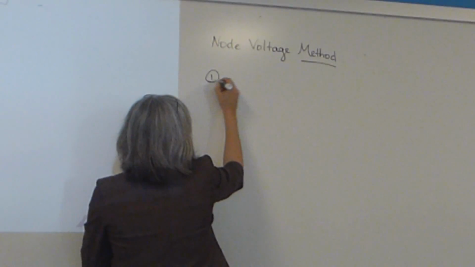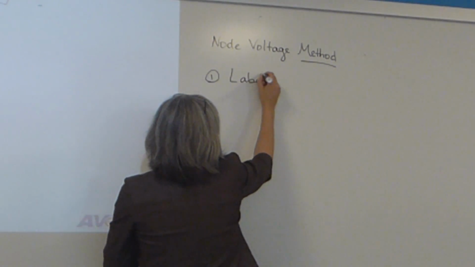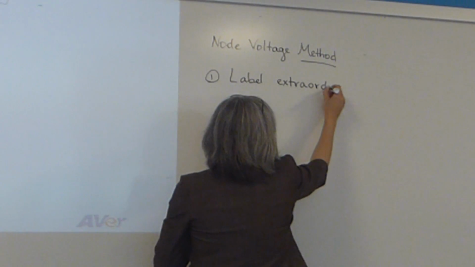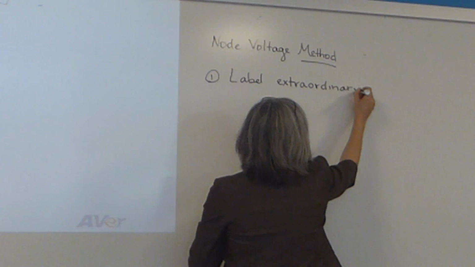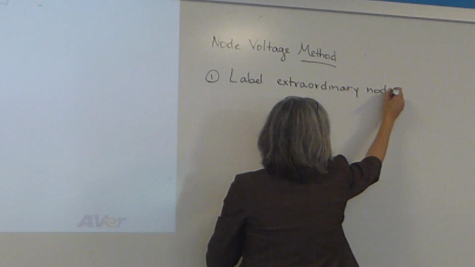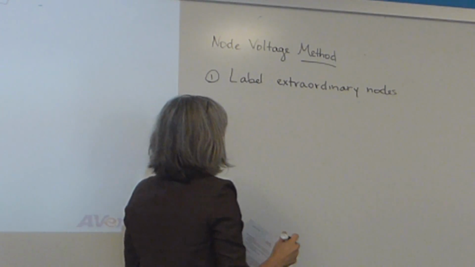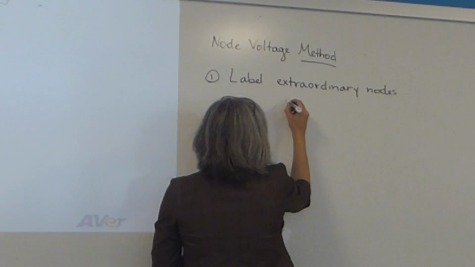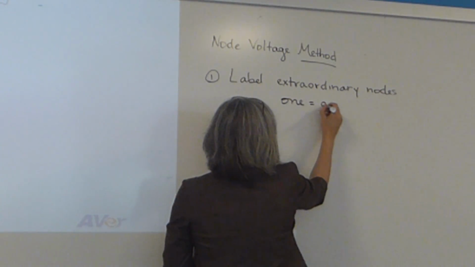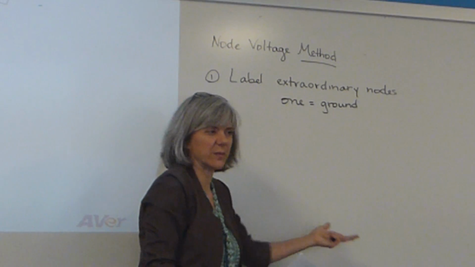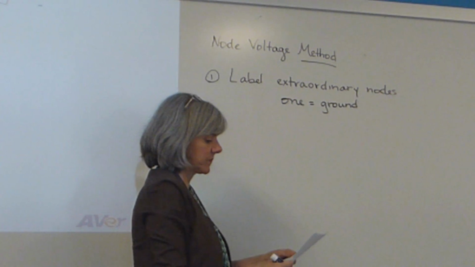So step one is to label all extraordinary nodes. And we know what those are now. Extraordinary nodes are any nodes that connect 3 or more branches. So we're going to label them all. 1 is going to equal ground. And typically we just do that at the bottom of the circuit. That's usually the easy thing to do.